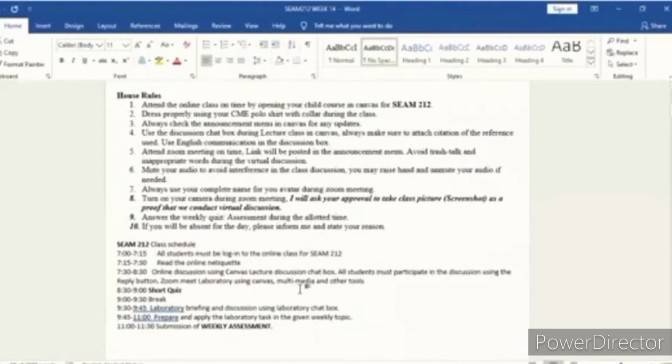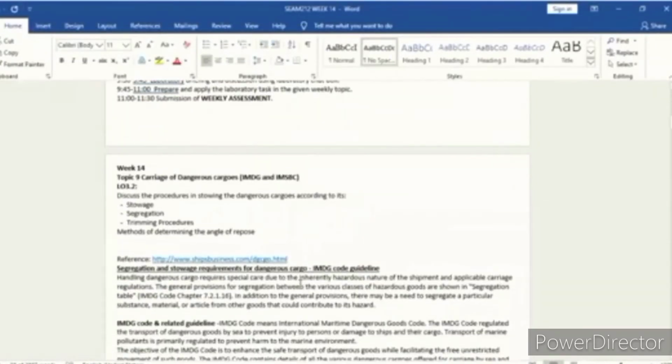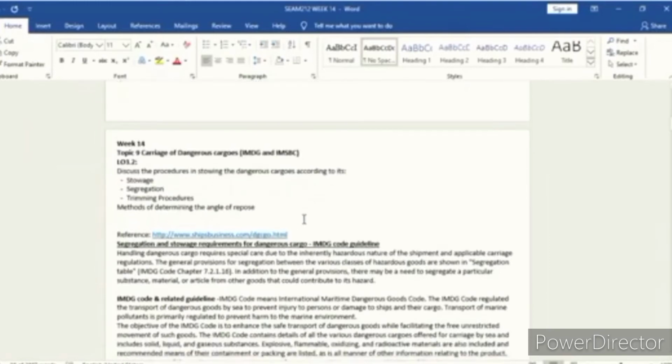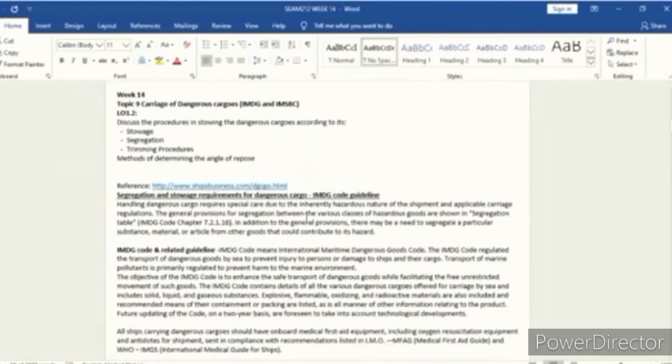Hey everyone, the topic for today is all about procedures for stowing dangerous cargo in holds: stowing, segregation, trimming procedures, and methods of determining the angle of repose. With regards to segregation under the IMDG Code, the general provisions for segregation between various classes of hazardous goods are shown in the segregation table.